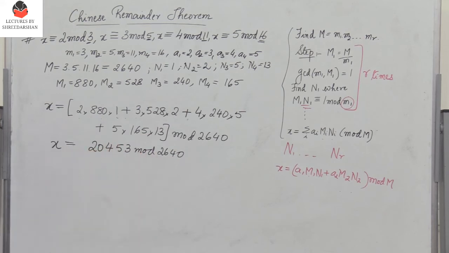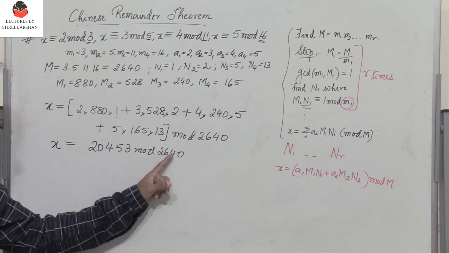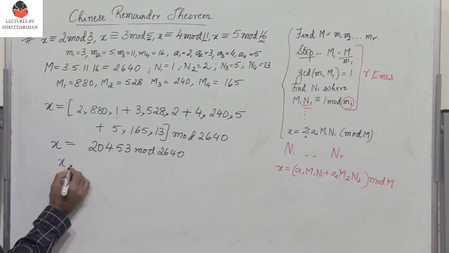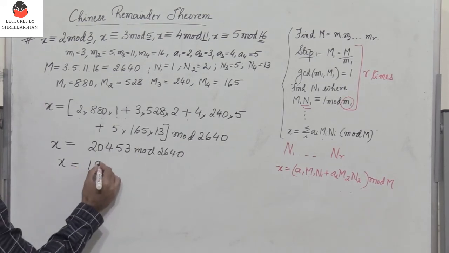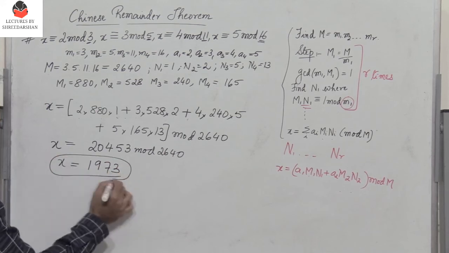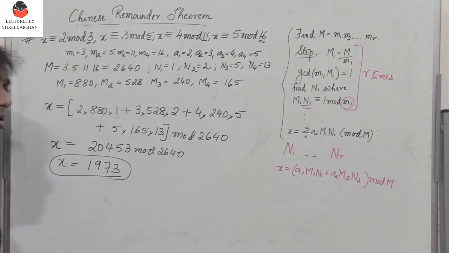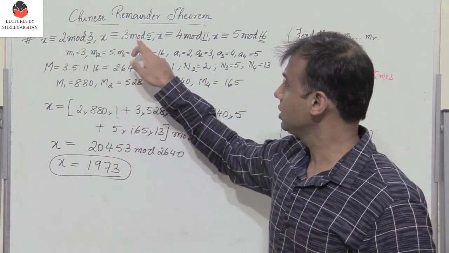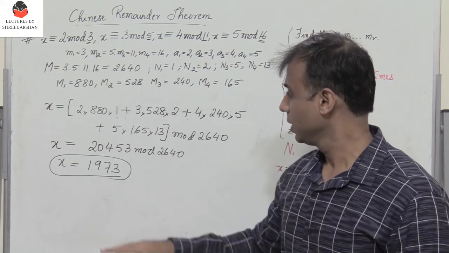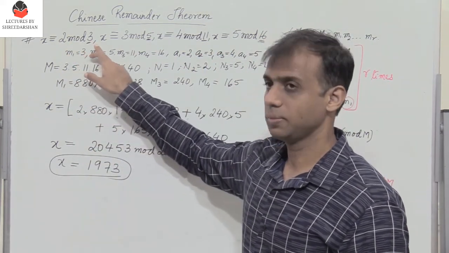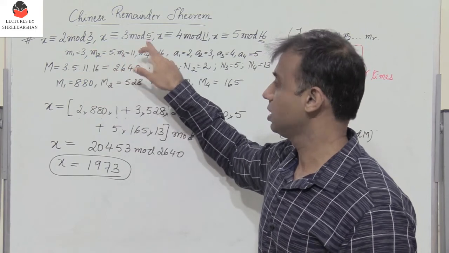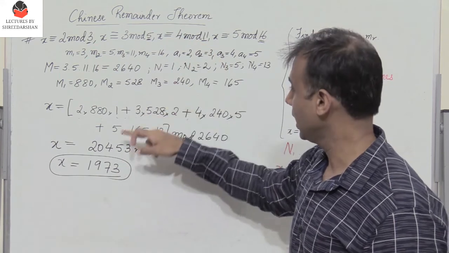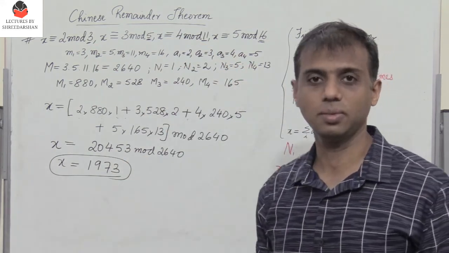Now this number is greater than the n value, which is 2640. So you have to divide this number by 2640 and take the remainder, where you get the value of x as 1973. So this is the answer, the smallest value which satisfies all these 4 congruence relations. Now what does this mean? 1973 minus 2 is divisible by 3, 1973 minus 3 is divisible by 5, 1973 minus 4 is divisible by 11, and 1973 minus 5 is divisible by 60.